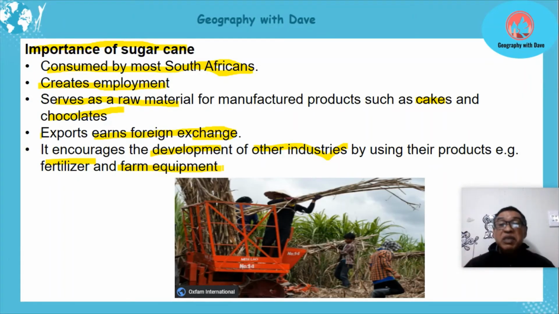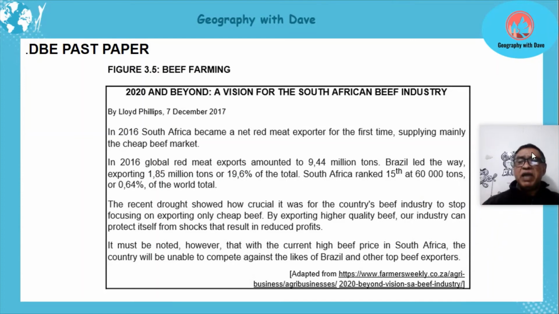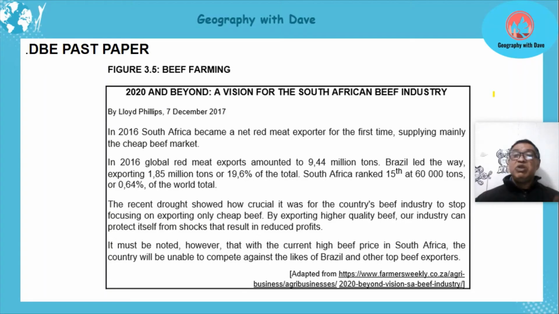So all three products play a huge part in the South African economy for our balance of trade, to try to move towards a positive balance of trade. It plays a big part, and that is why they are so important. Okay, let's look at a DBE past paper, learners, because we need to apply it, and that's always our style. We don't just get impressed by those chocolates and the piece of steak and the beef farming.